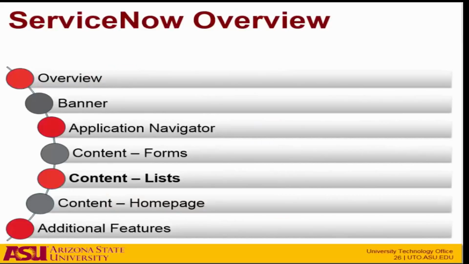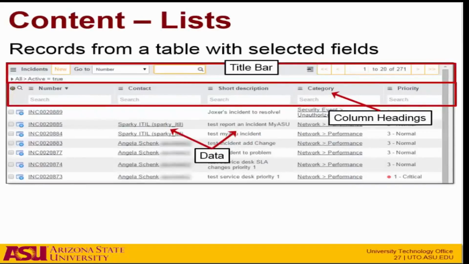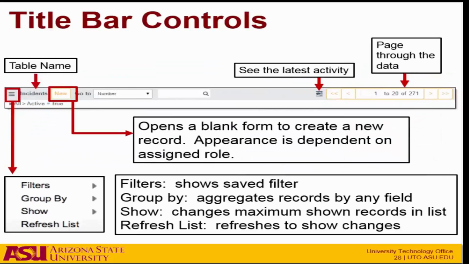Next, we're going to talk about lists. These are records in the table where each field is represented by a different column. Let's look at the title bar. The hamburger button lets you use predefined filters to filter your list. You can group records together. You can change the maximum number of records that are shown on each page, and you can refresh the list.